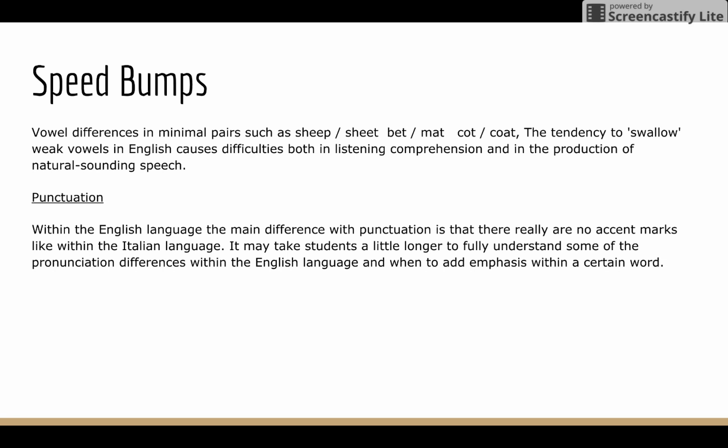Within the English language, the main difference with punctuation is that there really aren't many accent marks, but obviously in the Italian language, there are many. With or without the accent marks on specific Italian words, the words could mean completely different things, whereas in English, that would not be the case. And it may take students a little bit longer to fully understand some of the pronunciation differences within the English language and when to add emphasis within a certain word.